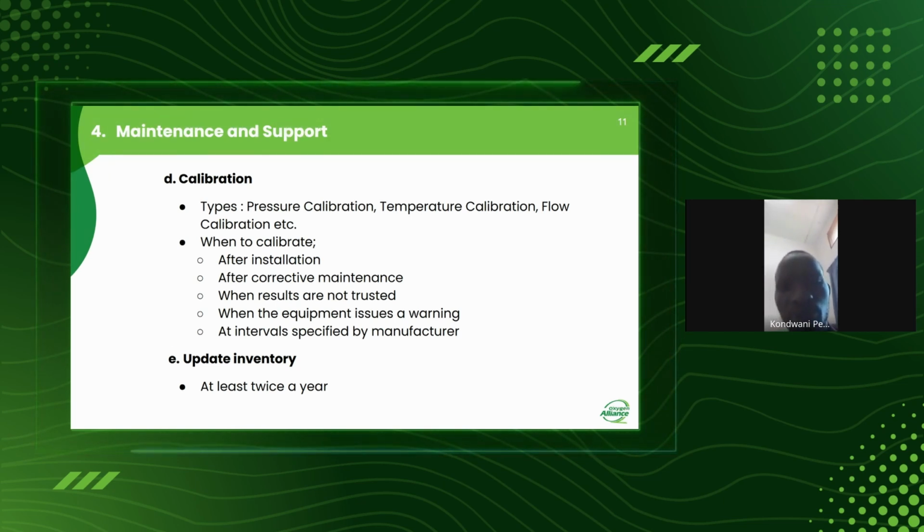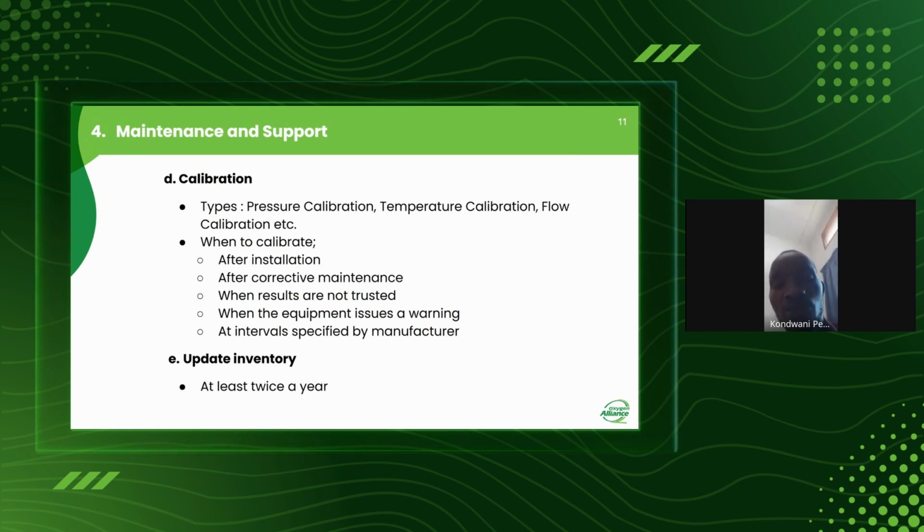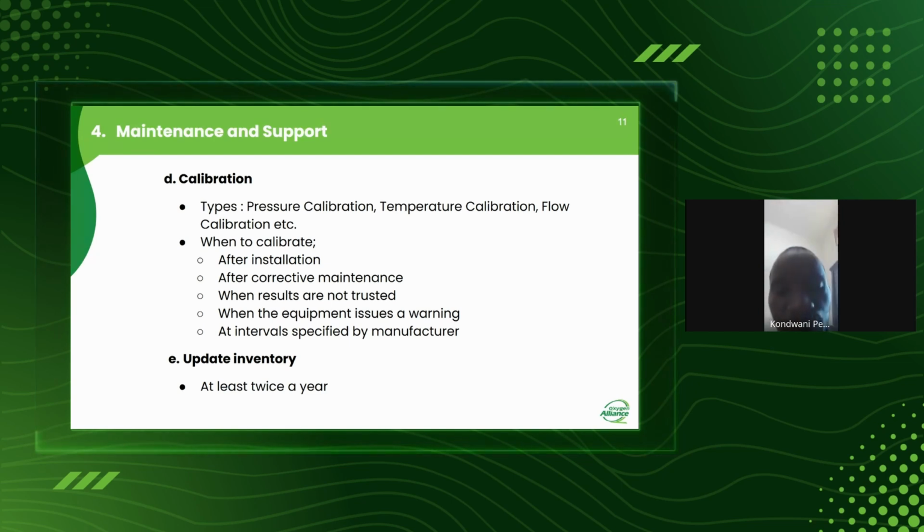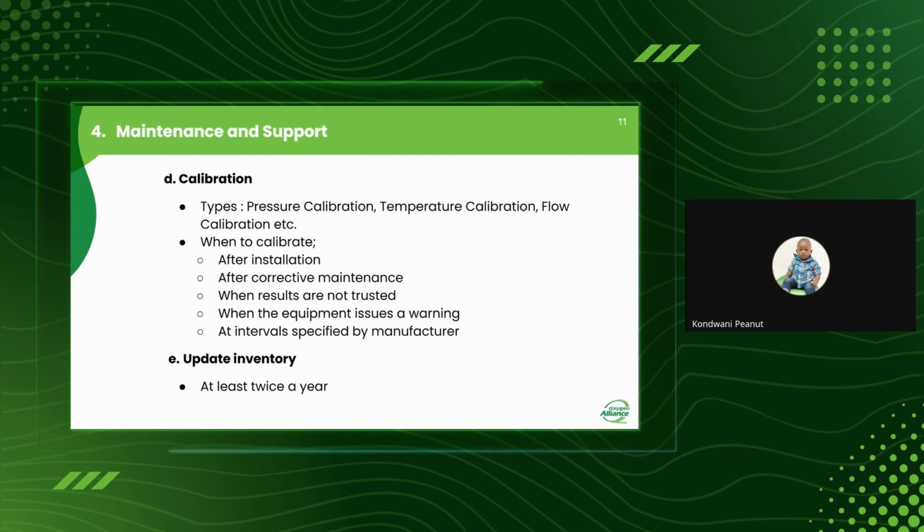So when should we do calibration of an equipment? After installation. Every time you have done an installation, we need to do at least a calibration. Next, it is important to do calibration when the results are not trusted, for example, when the user continuously tells you that the results are deviating from normal. When the equipment issues a warning, so in some equipment, they will indicate that this machine needs calibration based on how it has been programmed, and even at the intervals specified by the manufacturer. So a manufacturer may specify that this machine should be maintained maybe in 1,000 hours. That is when we need to carry it out.